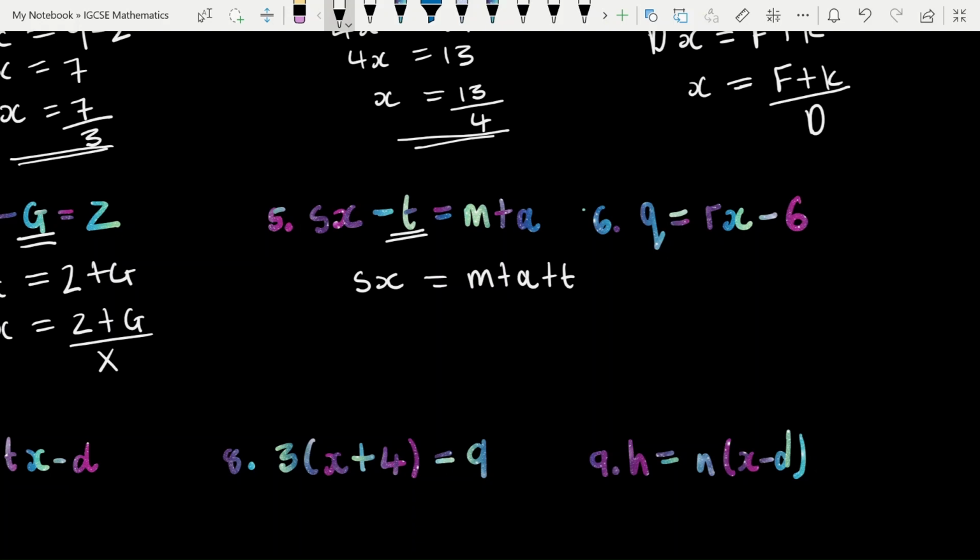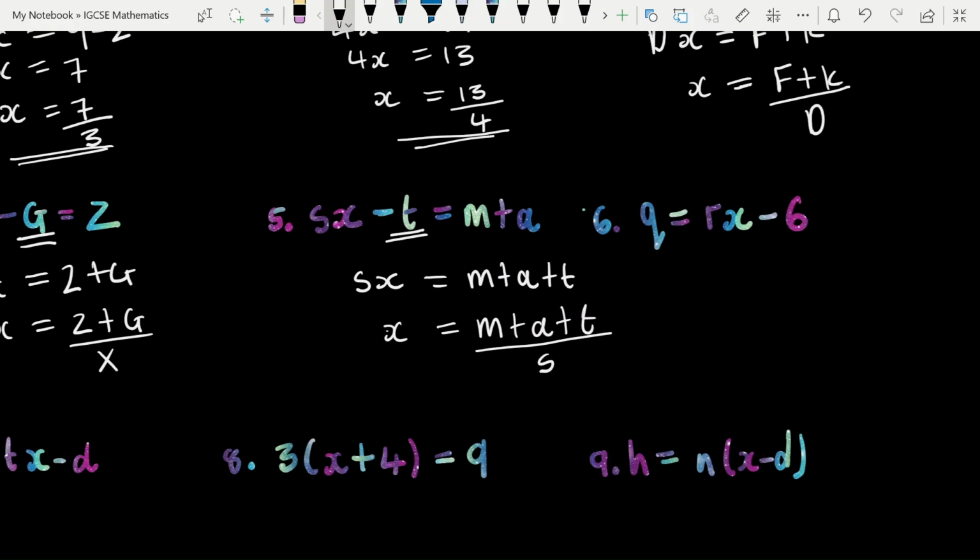Okay, now what's the next thing? We're going to then take the s to the other side. All right, so let's go ahead and take s to the other side. We remain with x being equal to m plus a plus t. These are already there, and s is coming to divide, and we're done.